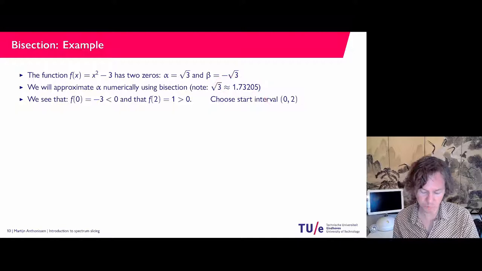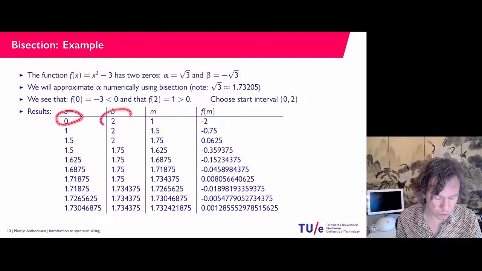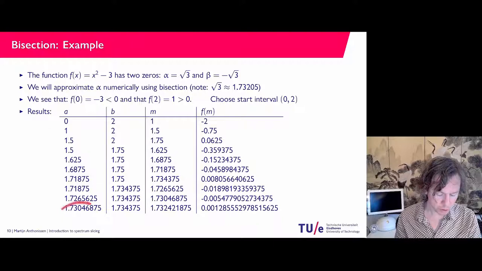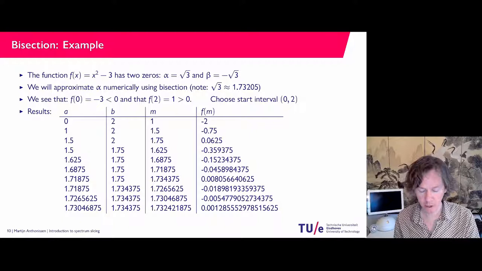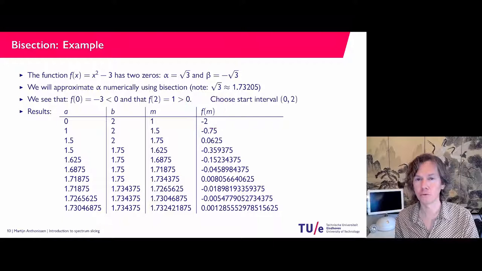And then if you do this bisection algorithm, you start with 0, 2, and then the middle is 1. You find the function to be negative there. So what we do is we shift A. Then the new midpoint between 1 and 2 is 1.5, and so on. So if you look here, you see that the distance between A and B gets smaller and smaller. It's halved in every iteration step. If you look at the midpoints of those intervals, you see that they slowly converge towards 1.73. And you also see that the function values slowly go to zero. So that's bisection for you.